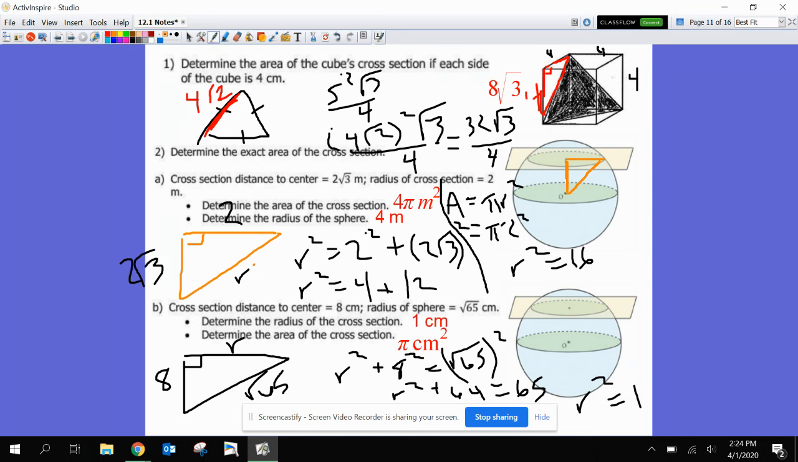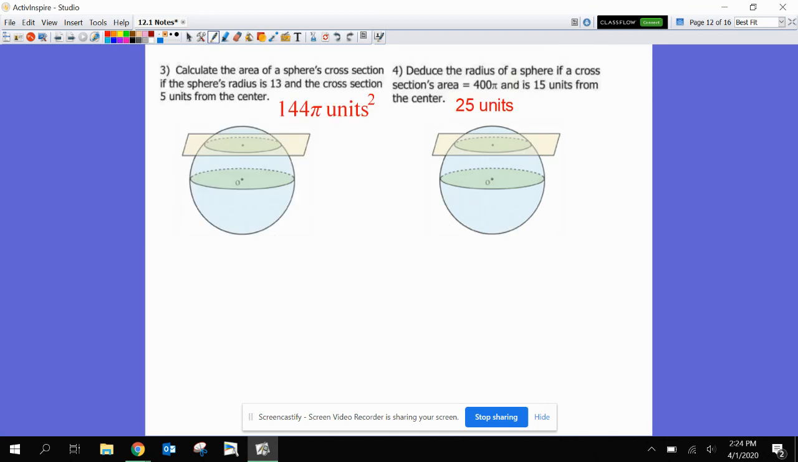Pi r squared is just going to give you pi square centimeters. And so that's how you do question 2B. If you had troubles with number 3, here we go. Let's do the same thing. We have our right triangle, and let's fill in what we know.